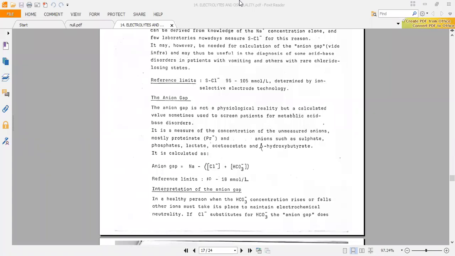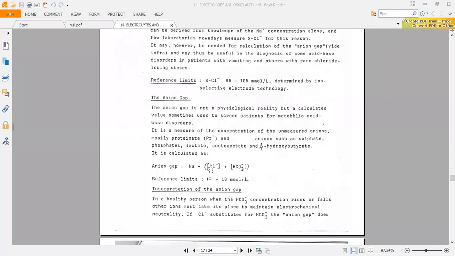If you remember the keto acids from diabetes, the beta butyrates, the acetones, and the acetoacetates, they are all anions. If their levels increase, that is going to decrease the amount of chloride and bicarbonates. So if I calculate my anion gap, the anion gap will increase because the anion gap is only using chloride and bicarbonate.